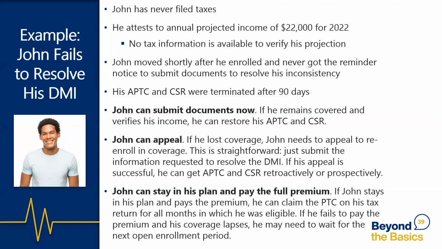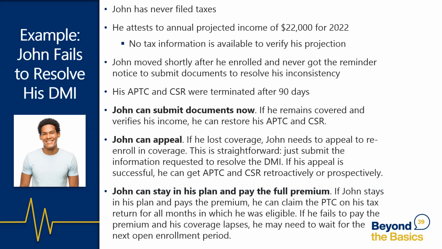So one more example here. We have John, and John fails to resolve his DMI. He's never filed taxes before. He attests to an annual projected income of $22,000, but he doesn't have any tax information available in the hub to verify his projection. And on top of that, he moved shortly after he enrolled. So he never got any of these 90, 60, 30-day notices to resolve his inconsistency. So his APTC and CSR were terminated after that 90 days.